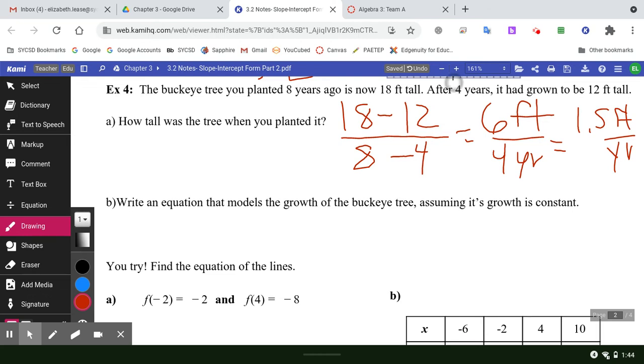So to get the starting amount or the starting height of the tree, we know that it would have grown 4 years from when you planted it to get to 12 feet tall. Well, in 4 years, as we saw before, that means it grew by 6 feet.